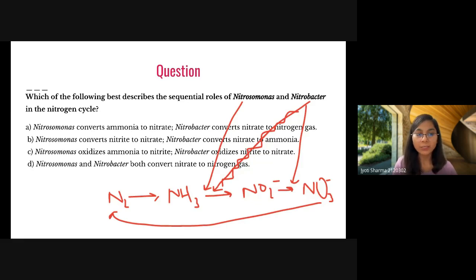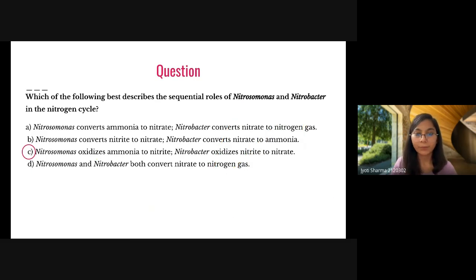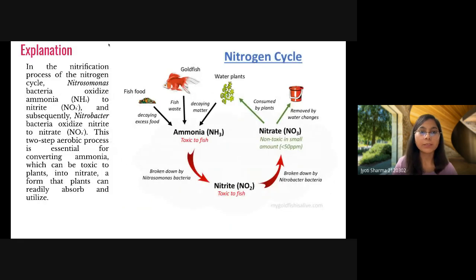And based on that, we have the C option, that nitrosomonas will oxidize ammonia to nitrite and nitrobacter oxidizes nitrite to nitrate. So C is the right option. Is it clear? And I don't think that I should go to the explanation because we already have talked much about this.